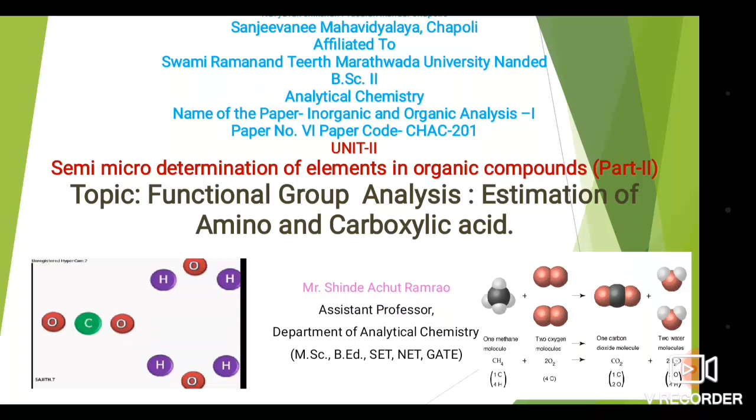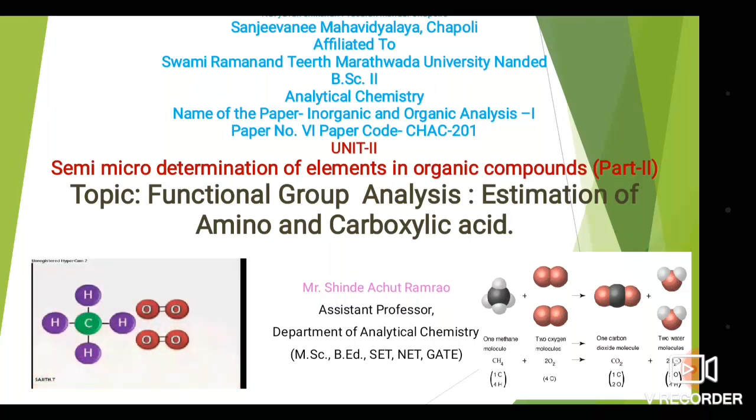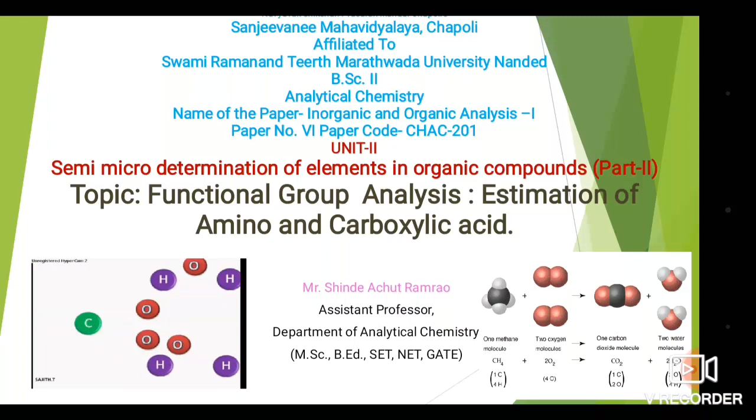In yesterday's lecture, we learned about the estimation of the functional groups, that is, the nitro group and the ester group. In today's lecture, we are going to learn about the estimation of amino and carboxylic acid groups.